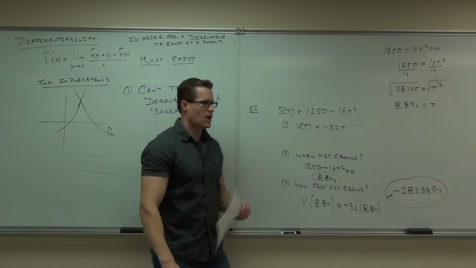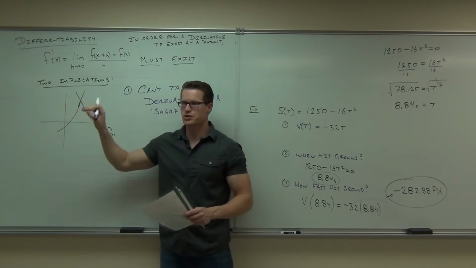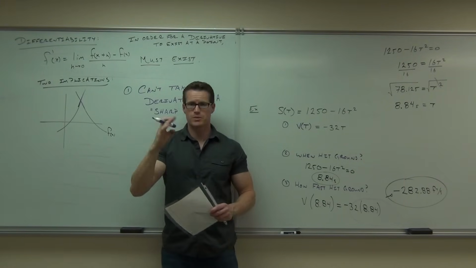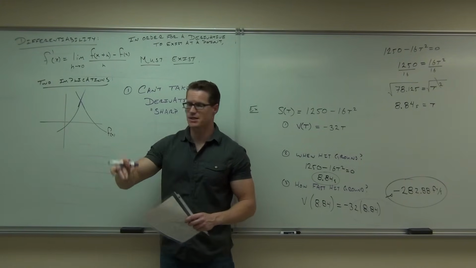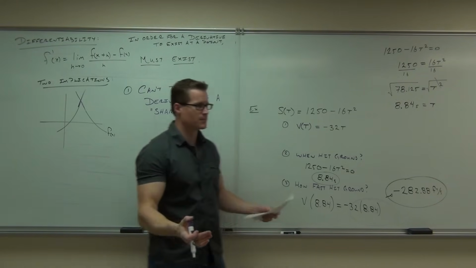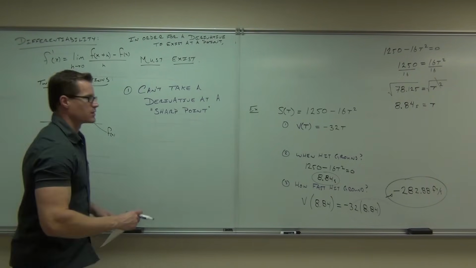Why? F prime of x is a two-sided limit. It's a two-sided limit that gives you slope. If the slopes don't match up, the limit doesn't exist. If the limit doesn't exist, you can't take the derivative. That's the idea. The limit of the slopes doesn't exist, so you can't take the derivative.